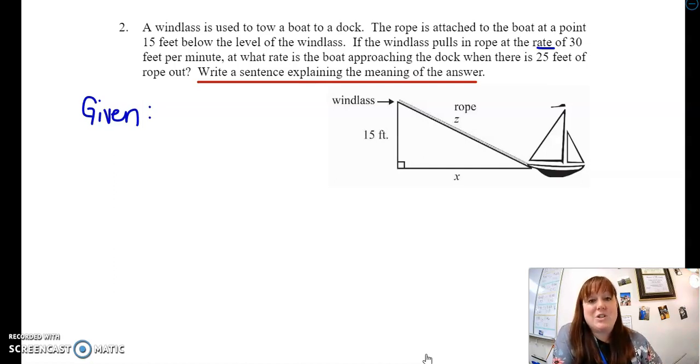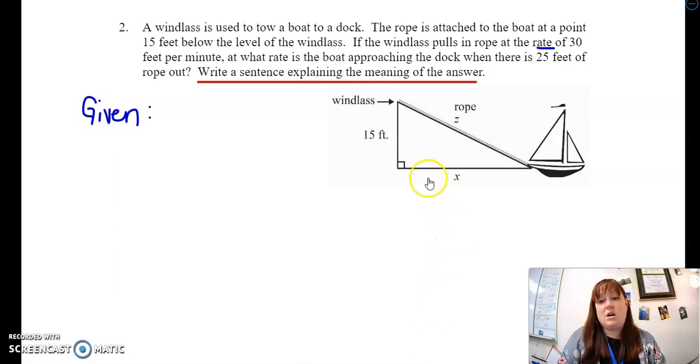Okay. We already had the picture drawn for us, so I kind of skipped over that. Let's go back to the picture. If you didn't have this picture, let's figure out how we would draw it. We draw our windlass, and we have a rope that's going down to the boat, and then obviously it makes a right triangle, and then we have to decide what is constant and what is a variable. So what is not changing in this picture? Well, it says that the windlass is attached 15 feet below the level of the water or the boat. So that is not changing. That is constant. That's why we can write a 15 there.